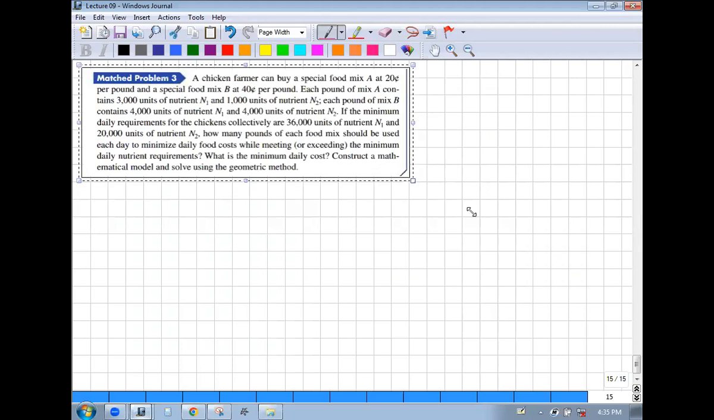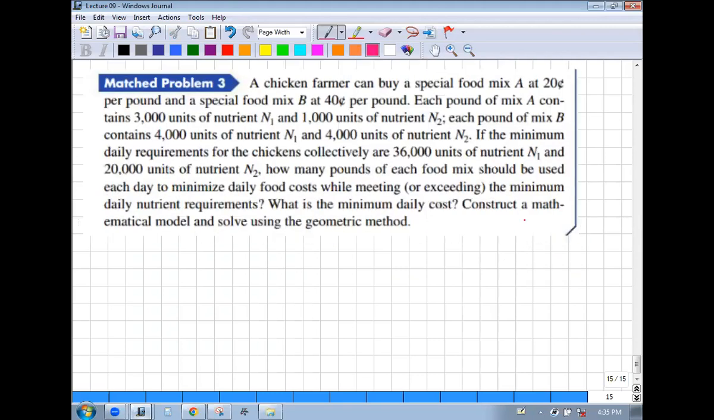Hopefully this is the last one. A chicken farmer can buy a special food mix A at 20 cents per pound. Okay, so we have A at 20 cents per pound, and B at 40 cents per pound.